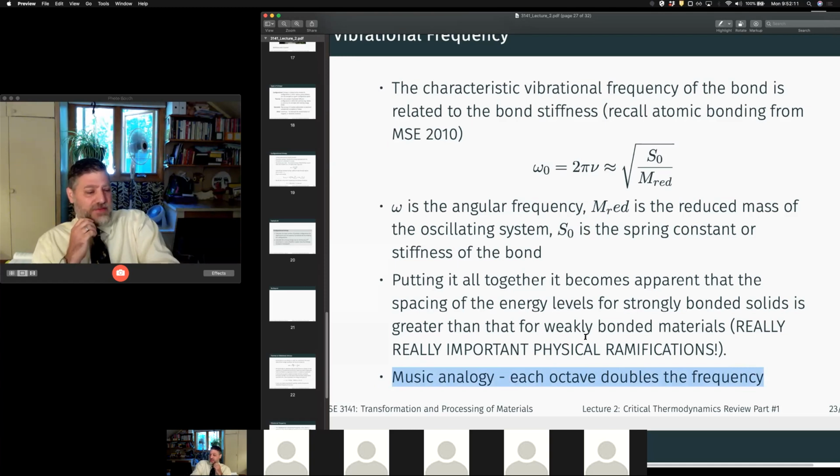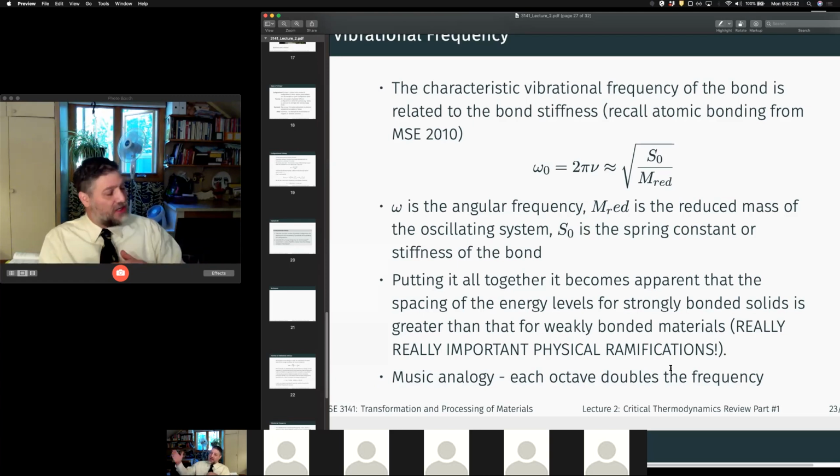Each octave doubles the frequency, right? So that means it is essentially the same thing. The energy spacing becomes smaller and smaller, right? If we're doubling the frequency, the wavelength separating the notes, the difference in the wavelength becomes smaller and smaller and smaller as we go up in pitch.